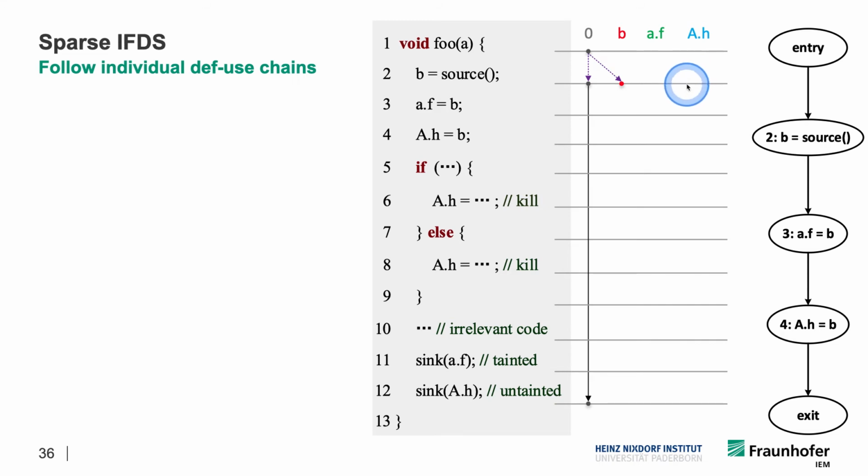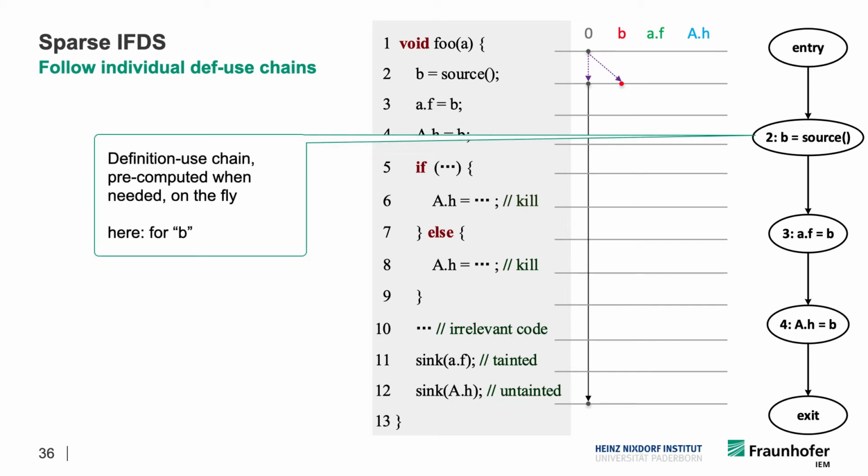And so what we see here, for instance, is at the beginning, the source taints B, right? So this is our initial access path. And so what Sparse IFDS will now do is it will create an initial def-use chain for this variable B, right? And that's what you see here on the right-hand side. So this is the def-use chain for B.